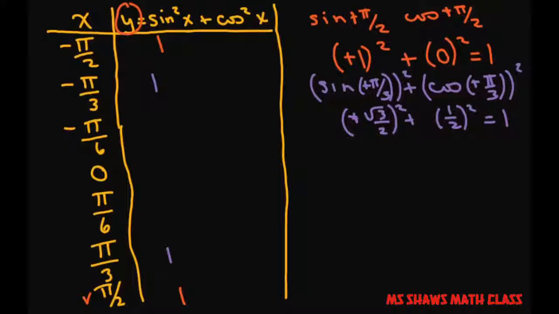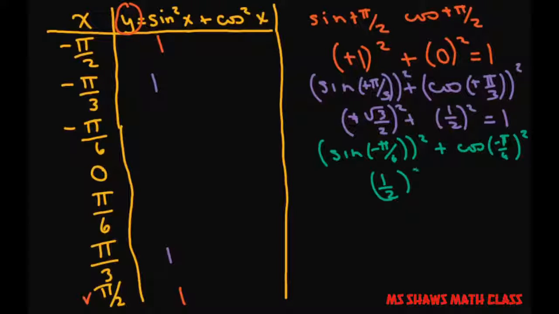Now let's try negative pi over 6. Sine of negative pi over 6, squared, plus cosine of negative pi over 6, squared. Sine of negative pi over 6 is negative 1/2, squared, plus cosine of negative pi over 6, which is square root of 3 over 2, and that equals 1 because it's the same as before. If you make these both positive, you get the same thing, so that's 1.